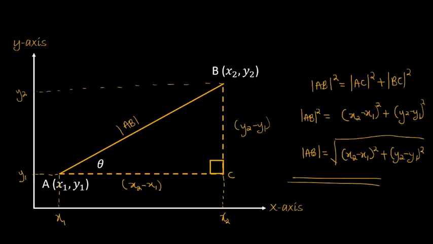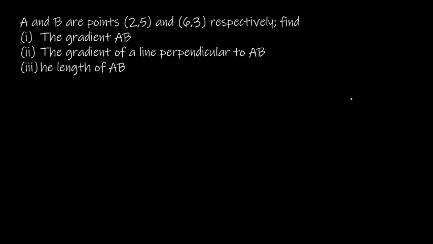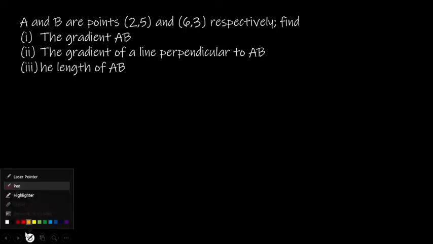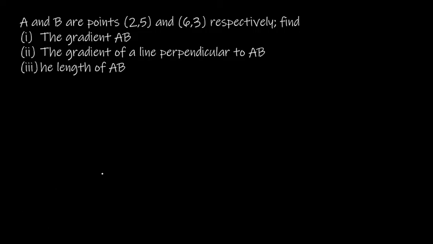Now let's go ahead and have a look at some examples to further appreciate what we are talking about. So we have the points A and B as 2,5 and 6,3 respectively. We are to find the gradient of the line AB, the gradient of the line perpendicular to AB, and then the length of AB. Okay, so let's write down our solution.